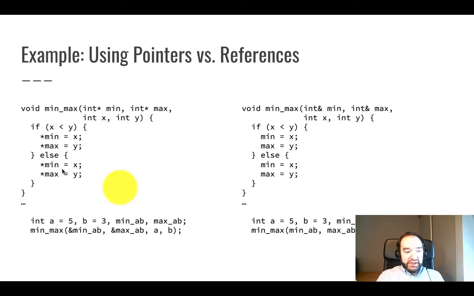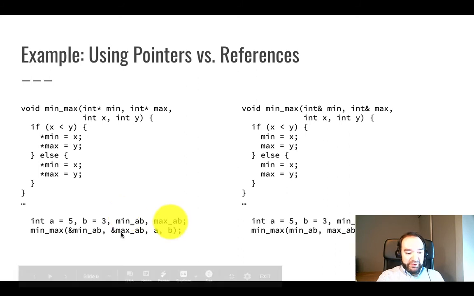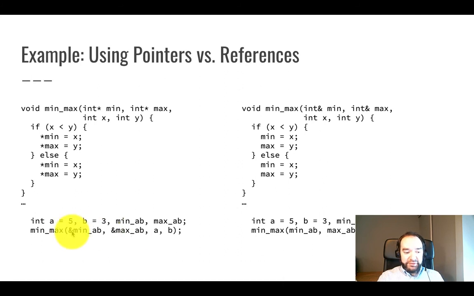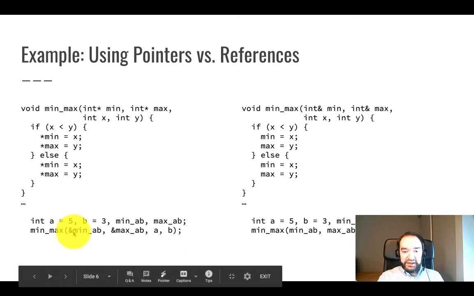Notice that we need to use the dereference operator explicitly in min-max. Also notice that we have to use the address-of ampersand operator explicitly with the pointer version. Us programmers are responsible for keeping track of those things and putting them in, and it's a compile error if we fail to do that.